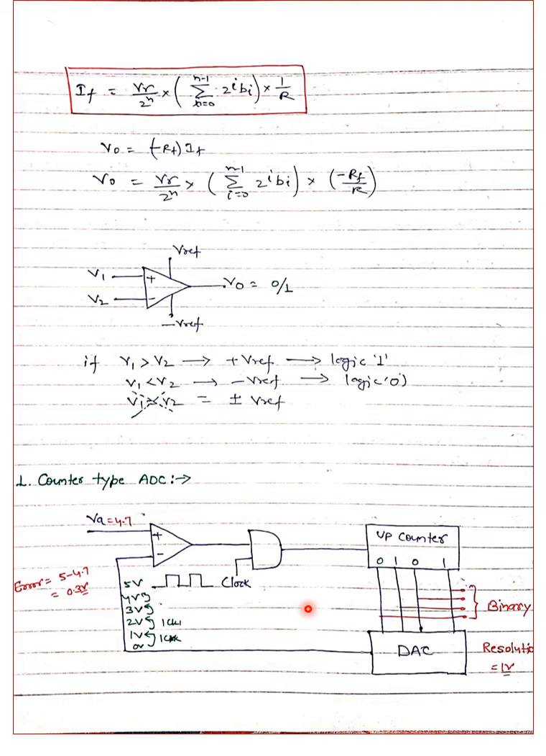and the input to the operational amplifier is the analog input, and the second input of the operational amplifier is given by this DAC, digital to analog converter circuit. The DAC's input is the counter's output. So you can see, to convert an analog signal into a digital signal, we need a DAC, a counter, an operational amplifier, and a clock signal.